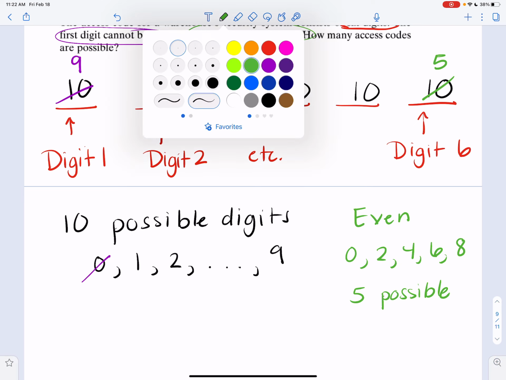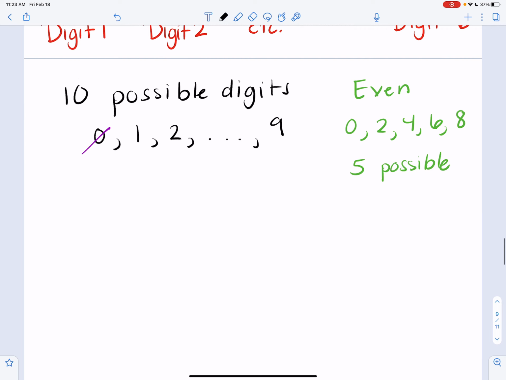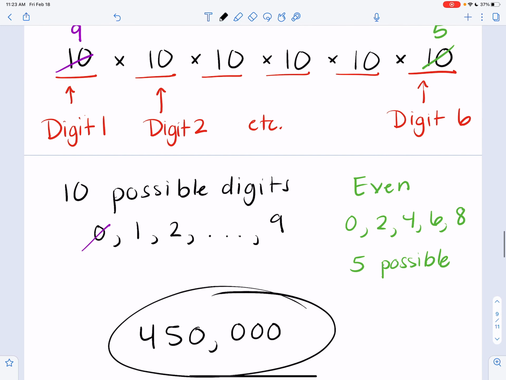And then once I've accounted for any restrictions that I need to, the fundamental counting principle says multiply these together, and that will give you your total number of outcomes. So 9 times 5 is 45. I'm going to have 4 zeros there, and that's going to tell me there would be 450,000 possible outcomes for a 6-digit access code with the restrictions given.